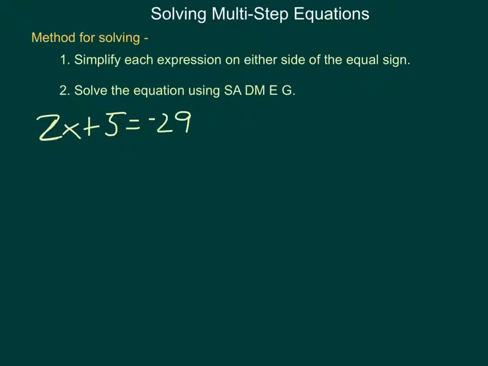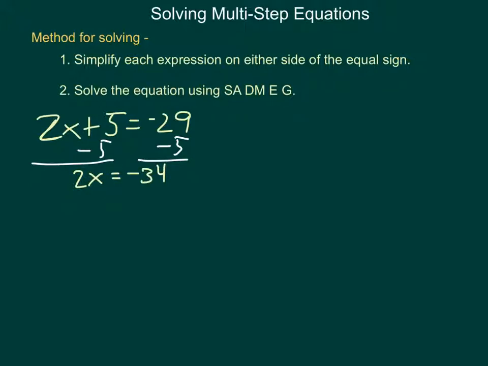So, using SAD-MAG, do we see any subtraction or addition? And the answer is yes. We have 2x plus 5. So, how do we get rid of this addition? Well, its inverse operation is subtraction. So I'm going to subtract 5 from each side of my equal sign. And this gives me 2x is equal to a negative 34.